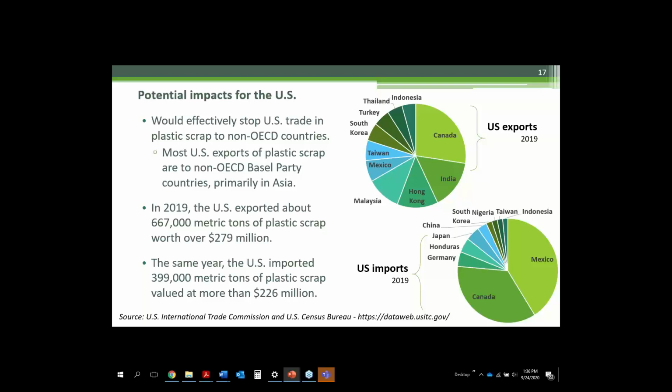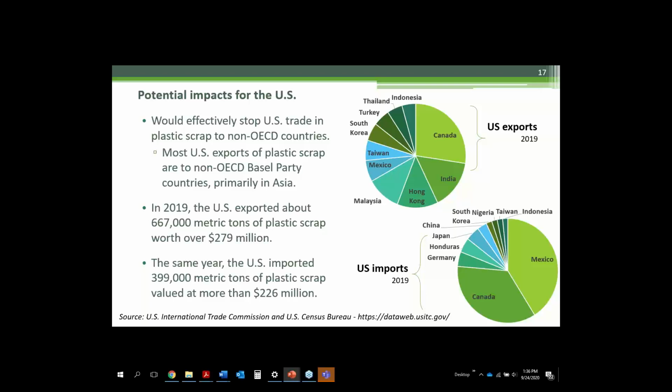Obviously, when China significantly restricted the imports of a wide variety of scrap, including plastic scrap, that had a significant impact on plastic scrap trade. Now we think the Basel requirements, which go into effect January 1st, and the OECD changes, which also go into effect January 1st because they're aligned with Basel, are also going to have significant impacts, more so for the U.S. probably than any other country.